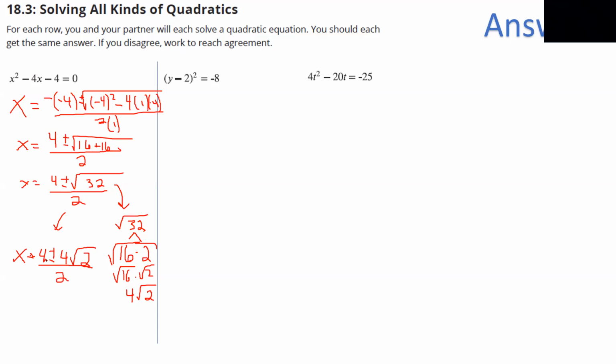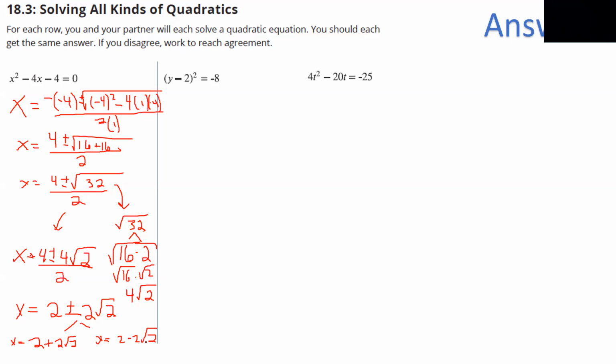And the beautiful thing here is that 4 and 4 can be divided by 2. So my answers are 2 plus or minus 2 square root of 2. And it's no longer over anything because the 2 got divided out by these 4s. Now, you can separate our answers as x is equal to 2 plus 2 square root of 2, and you can get it also as 2 minus 2 square root of 2.